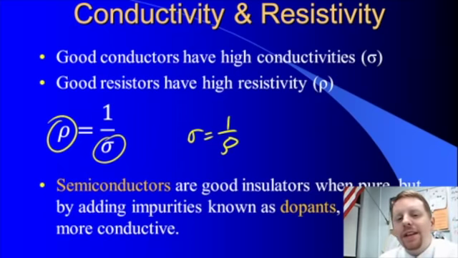Now when you hear about semiconductors, these are materials that when they're pure are pretty good insulators, but by adding certain materials to them known as dopants, you can make them much better conductors.